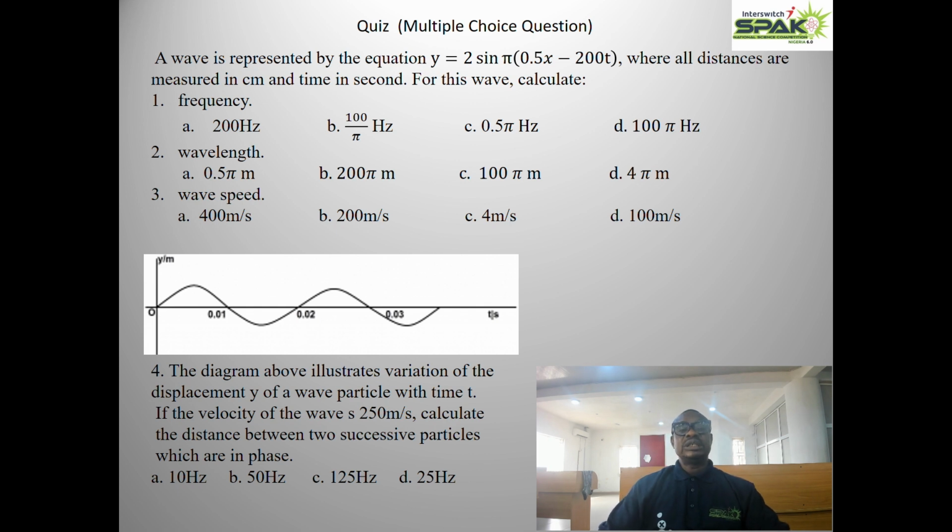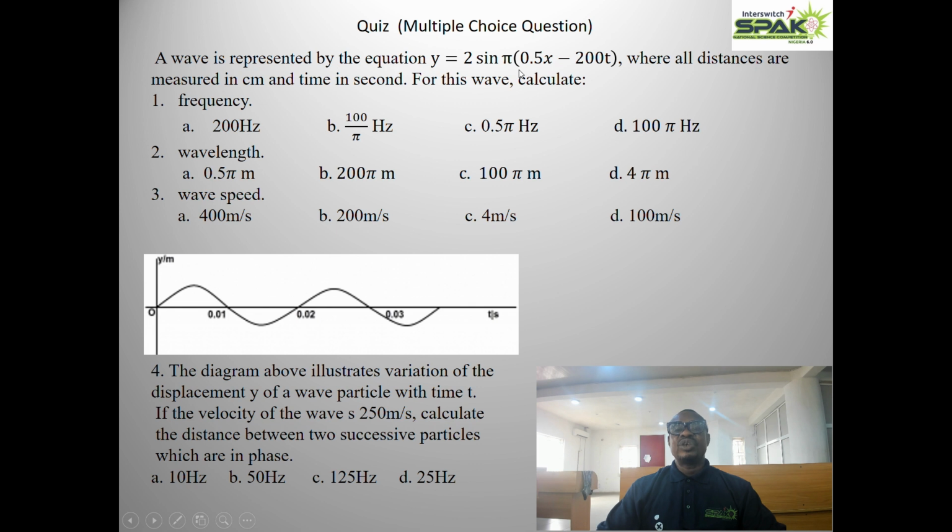The answer, of course, should be D. Yeah, D. So how do we go about this? Okay, 0.5x. Around here I have my wavelength. Because for kx, I will now have 2 pi x over lambda. So I'm looking for that lambda.